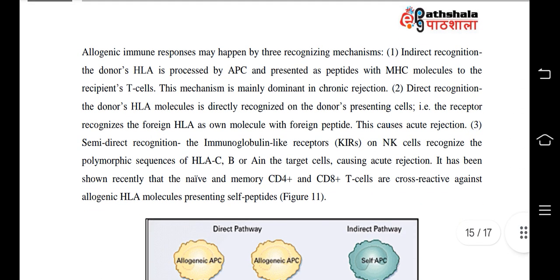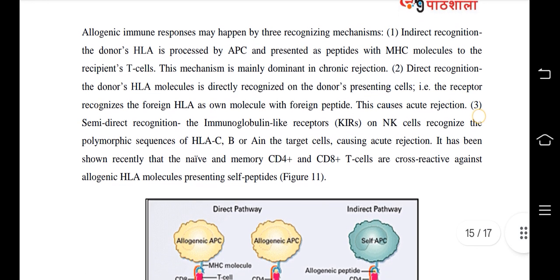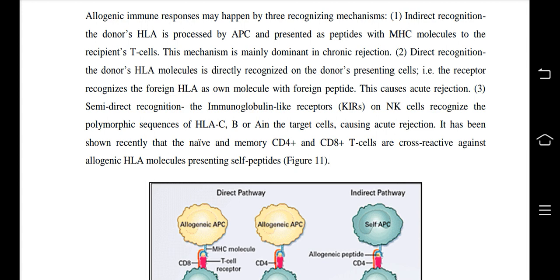Allogenic immune response may happen by three recognition mechanisms. Indirect recognition: the donor's HLA is processed by APCs and presented as peptides with HLA molecules to the recipient's T cells. This mechanism is mainly dominant in chronic rejection. Direct recognition: the donor's HLA molecule is directly recognized on the donor's presenting cells. The T cell receptor recognizes the foreign HLA as its own molecule with a foreign peptide. This causes acute rejection.